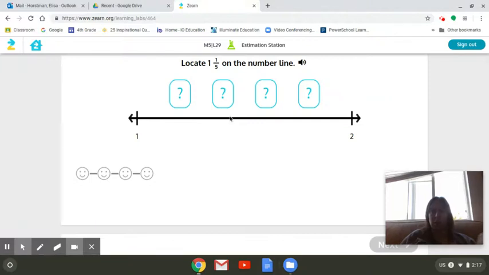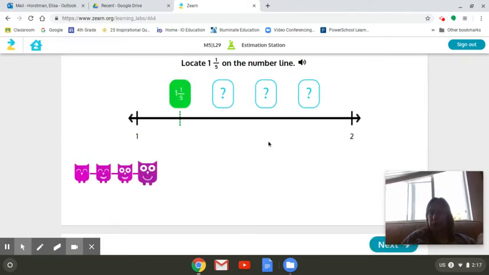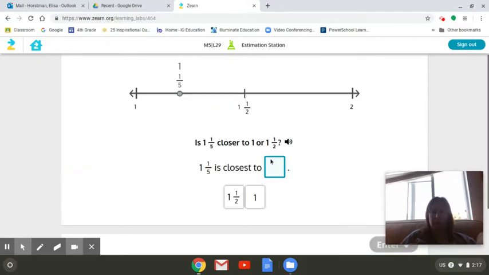29. So locate 1 and 1/5 on the number line. Well, there's 1, 2, 3, 4 pieces. So that would mean this one. And it's in between 1 and 1/2, but it's closer to 1.